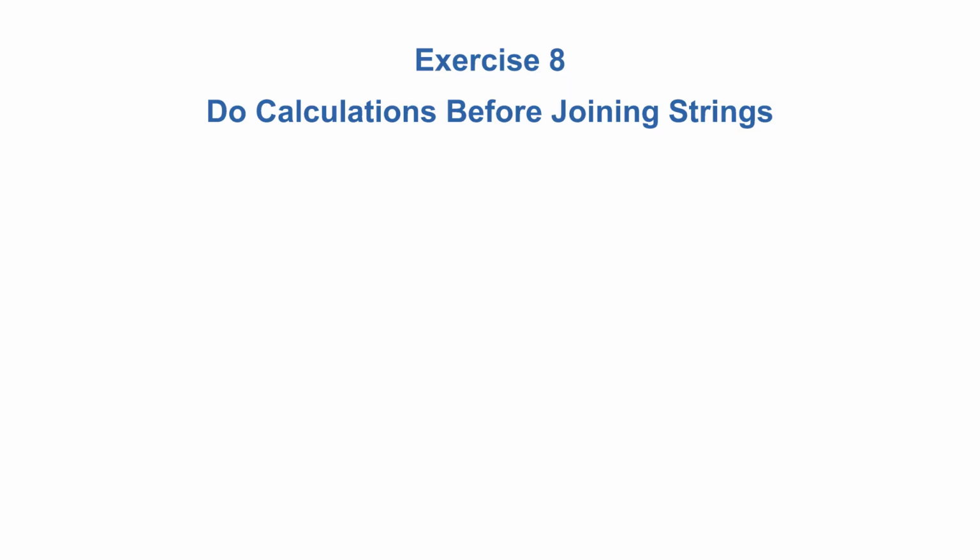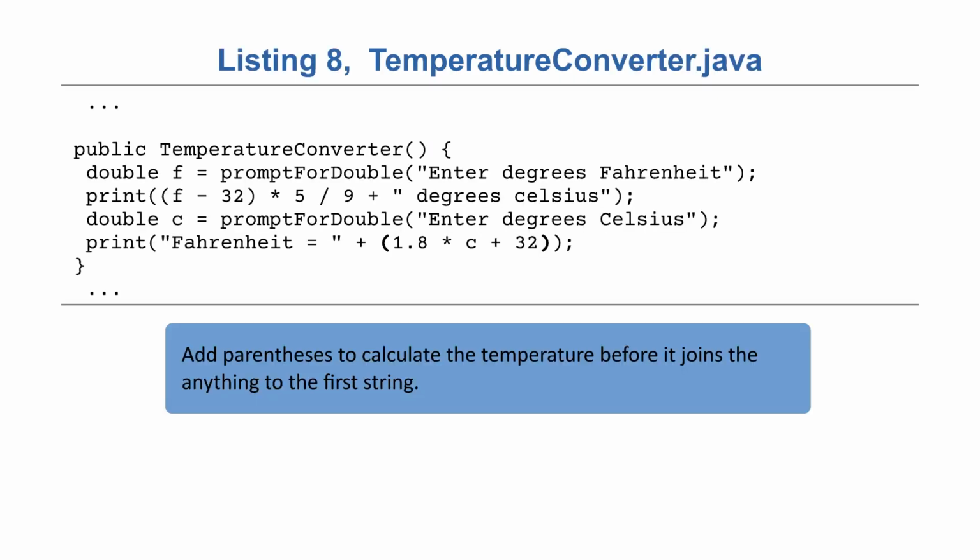Let's change the code to complete the calculation before joining the calculated result to the text. Exercise 8. Do calculations before joining strings. Add parentheses to calculate the temperature before it joins anything to the first string. Run it. What happened? If you entered 0 degrees Celsius, the program should now print Fahrenheit equals 32.0.